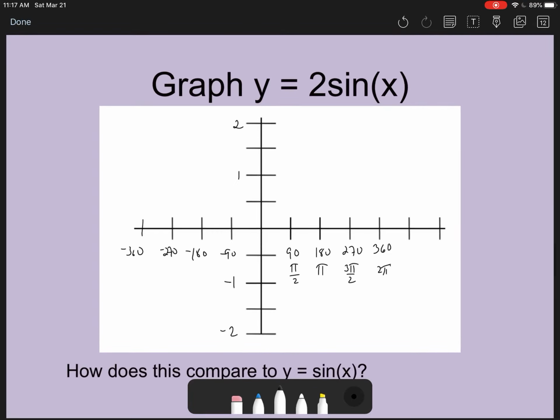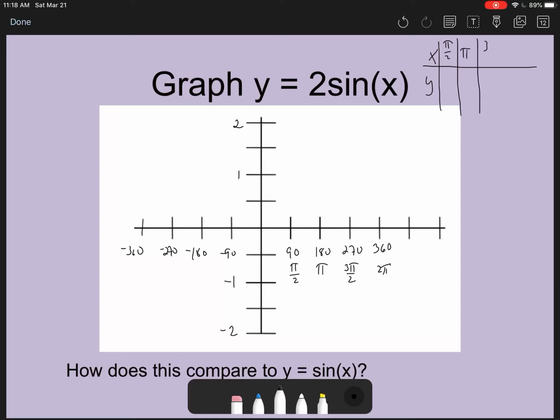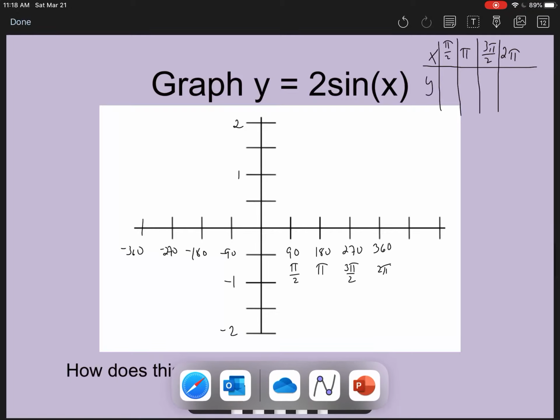So what we can do is make a chart. X, Y. Pi over 2, pi, 3 pi over 2, 2 pi. And what we can do is literally just plug this right into GeoGebra. We're going to plug in y equals 2 sine of x.